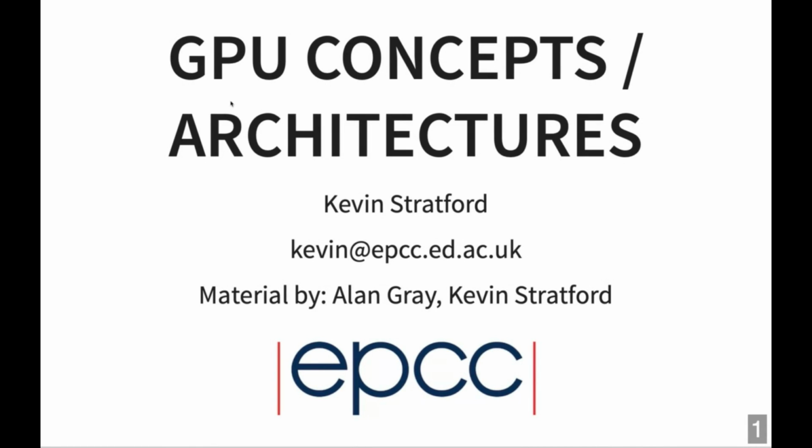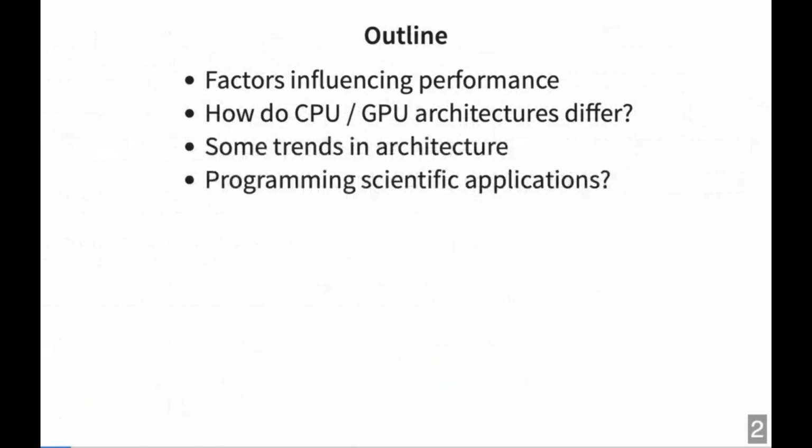Okay, so this first lecture, we're going to have a bit of a think about basically how computers work, and specifically what the differences are between GPU and CPU computing. And as this is scientific computing, we are particularly interested in factors which influence performance. And so how do these factors affect performance in both CPU and GPU picture?